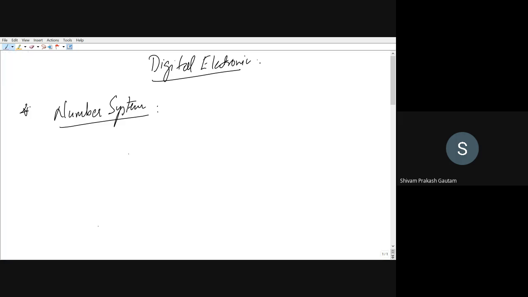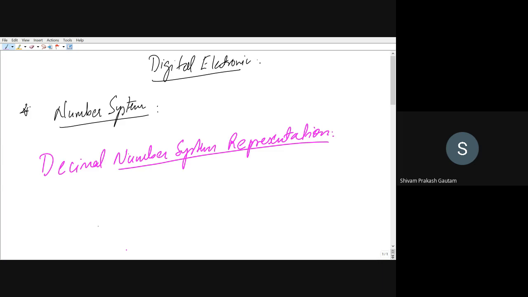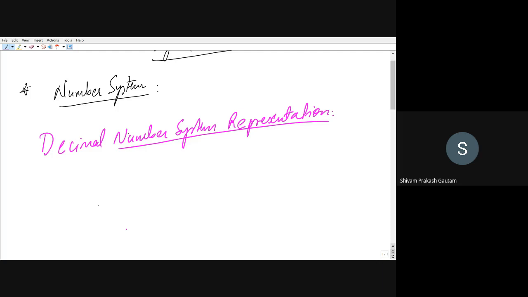So in day-to-day life, we are very used to this number system. For normal day-to-day life, we are using decimal number system representation. In day-to-day purchasing as well, you may see this decimal number system. So overall, the decimal number system is used for human-to-human interaction, you may say. All of you know what the decimal number system is. Just for reference, I'm explaining this again.